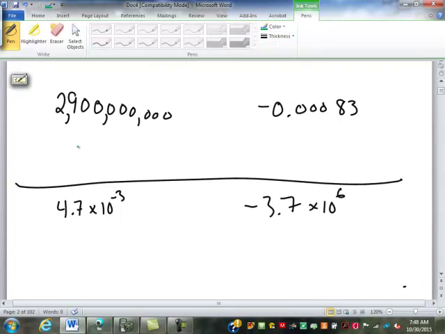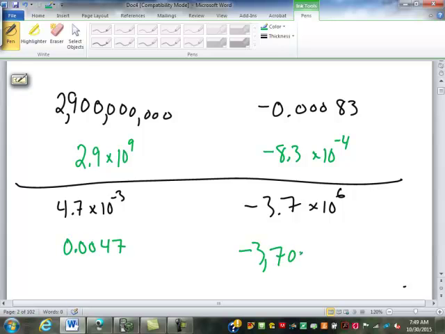Okay, so what's this one become? 2.9 times 10 to the 9th. Good. And this one? Perfect. Negative 8.3 times 10 to the negative 4. This one. 0.0047. Good. And this one. Negative 3,700,000. Perfect.